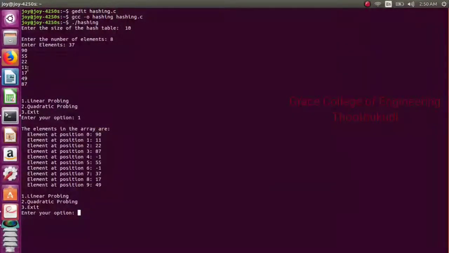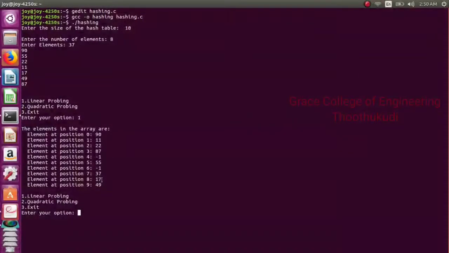The next one is 22. 22 mod 10 means 2, so it is placed at index 2. The next one is 11. 11 mod 10 gives 1, so it is placed at index 1. The next element is 17. 17 mod 10 means 7, but index 7 already has the element 37. So it checks the next available free location. It checks location 8, which is free, so 17 is located at index 8.